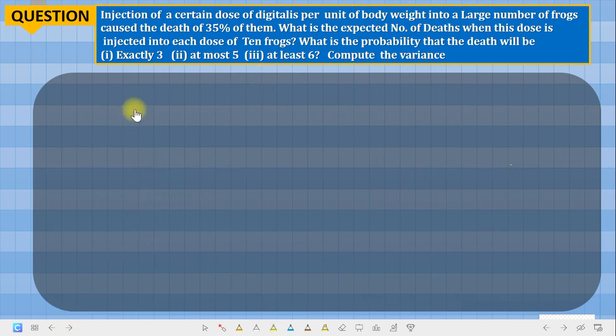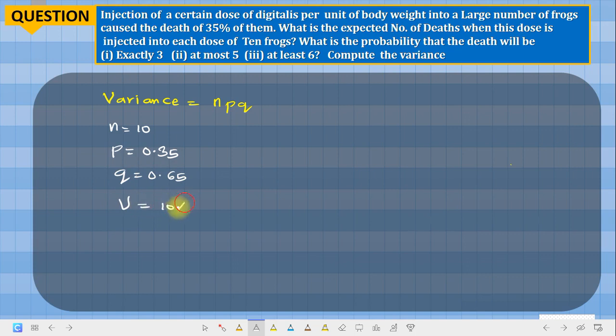Now let's take it. The variance for binomial distribution is npq, where n is the number of items. Here our n is 10, our p is 0.35, and our q is 0.65. So computing the variance, our variance v becomes 10 times 0.35 times 0.65.